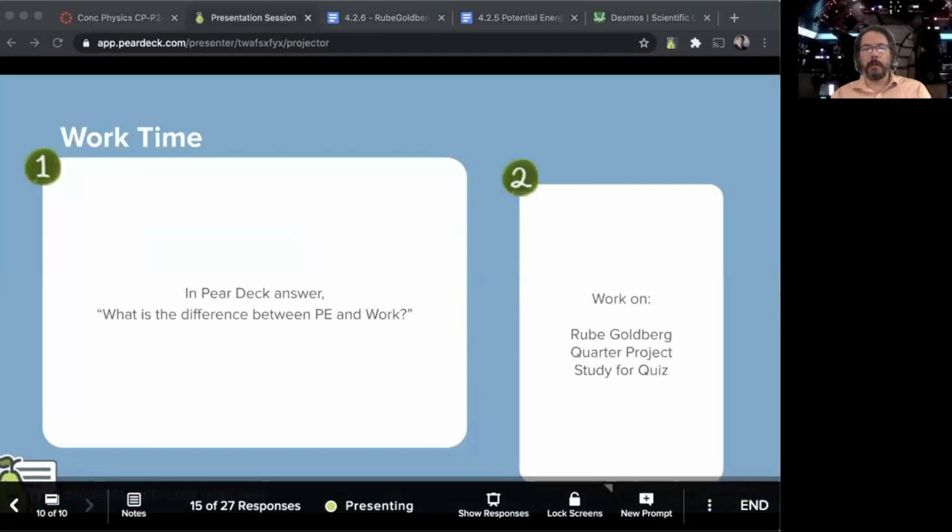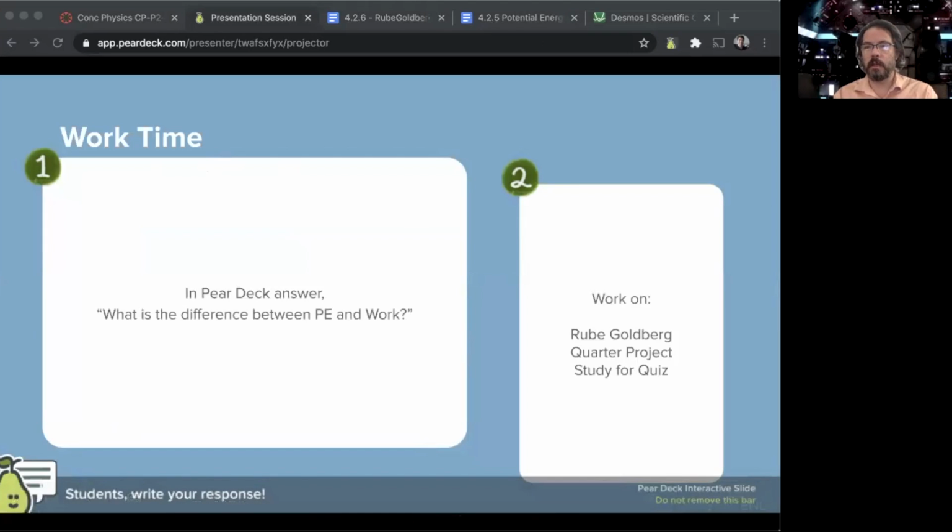Answer that question in the Pear Deck. What is the difference between PE and work? And then do great work this week. Make sure that when you take the quiz, you are using your video notes, and be careful of those trick questions.